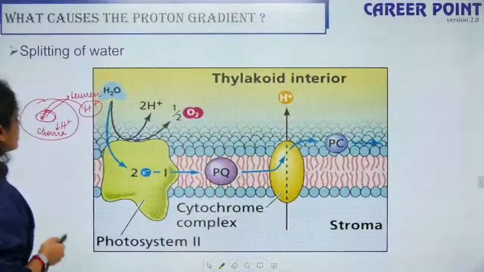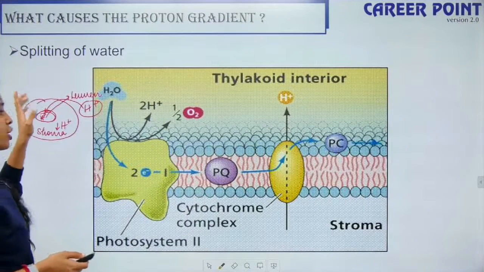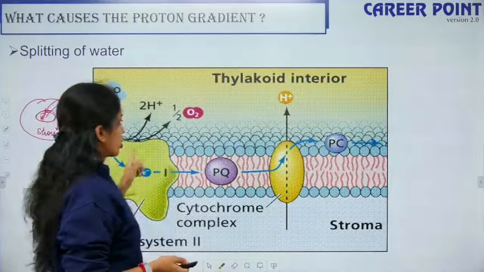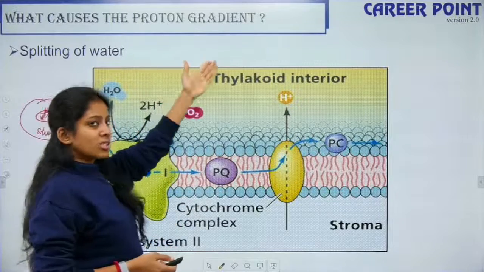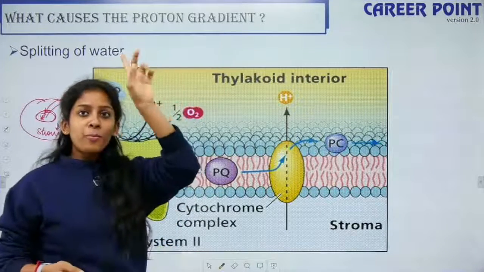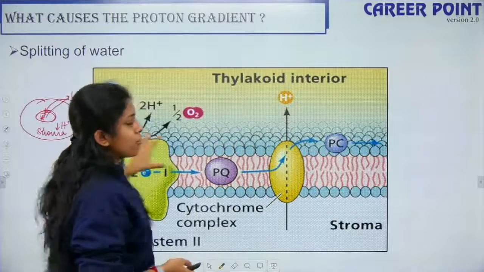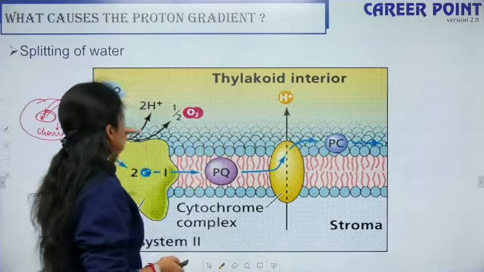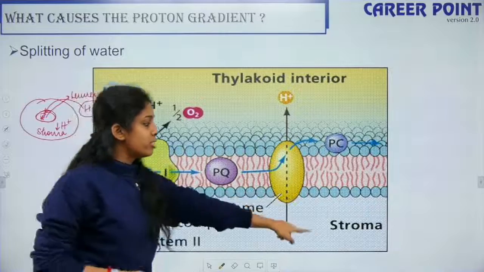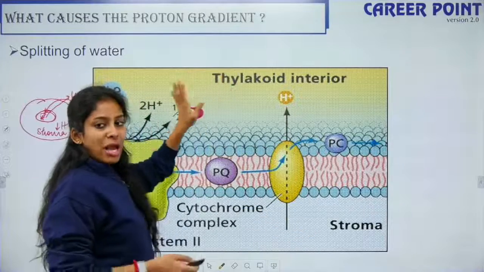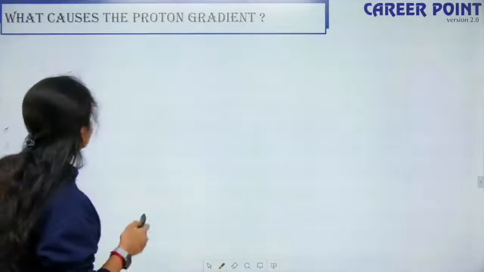So I have it here. First of all, you have splitting of water molecules. When you split water molecules, the H plus is on the thylakoid interior. Though your PS1 and PS2 are on the membrane of the thylakoid, the splitting happens on the inside. So this is the stroma, this is your thylakoid. So you have more H plus here, right?